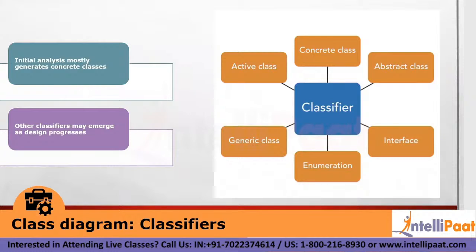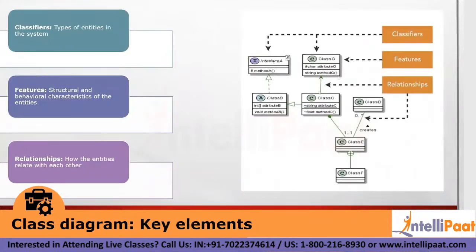Let's say these are the building blocks of software. So that's one way of defining a classifier. So you have different types of classifiers: interface, enumeration, generic class, active class, concrete class. Concrete class is usually the most basic class that you come up with when you are writing your code. And then we have abstract classes. Okay, is the structure clear?